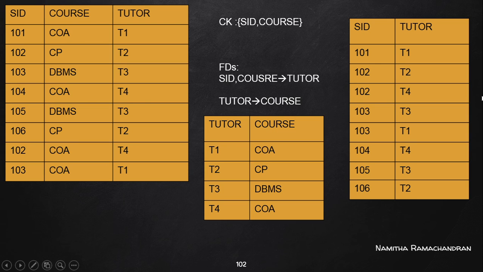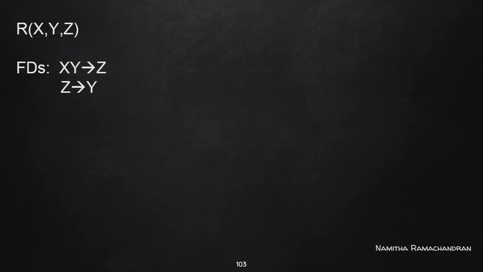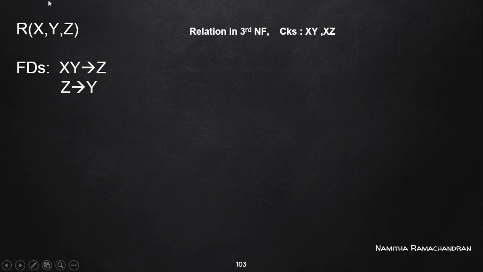Consider one more example. Relation R with attributes XYZ. Valid dependencies are XY derives Z, and Z derives Y. From this we can find the candidate keys. The relation is already in third normal form, and the candidate keys are XY and XZ.